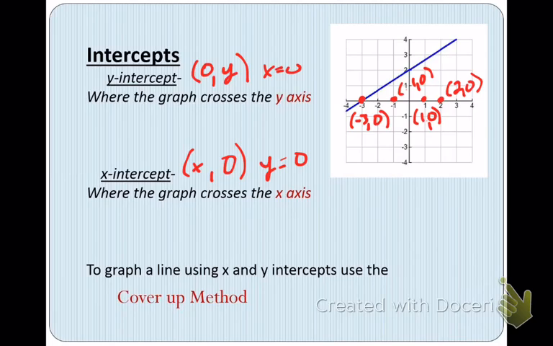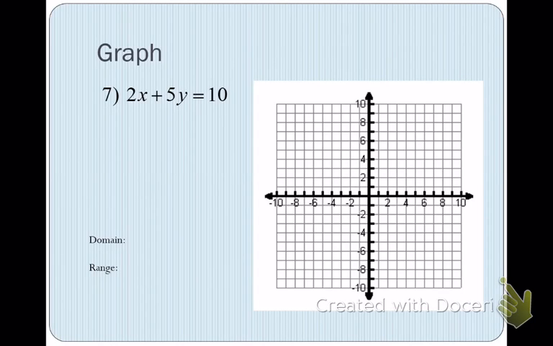Okay? Now, how does that relate to the cover-up method? And I'm going to show you that in this next example. Graph this. And we're going to graph this not trying to get y by itself and using the slope-intercept form. Instead, we're going to try to use the x and the y intercepts. So I want to find where it touches the x-axis, and I want to find where it touches the y-axis. So I want the x and the y intercepts.